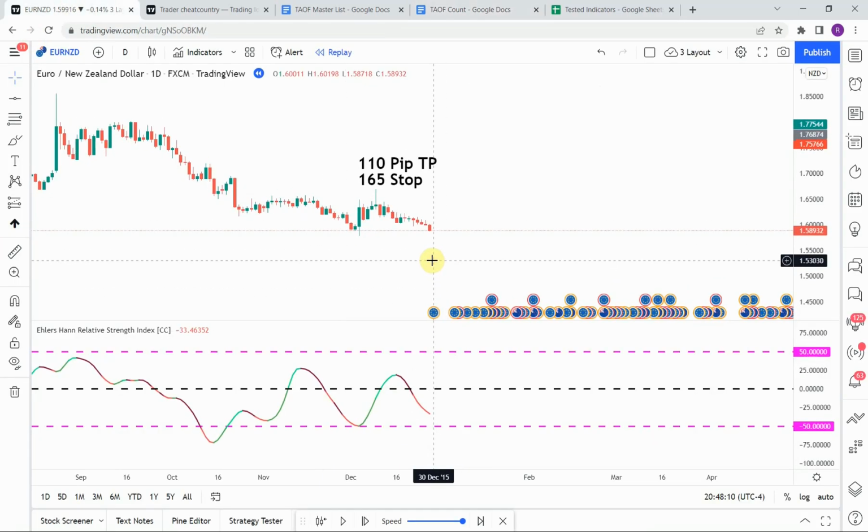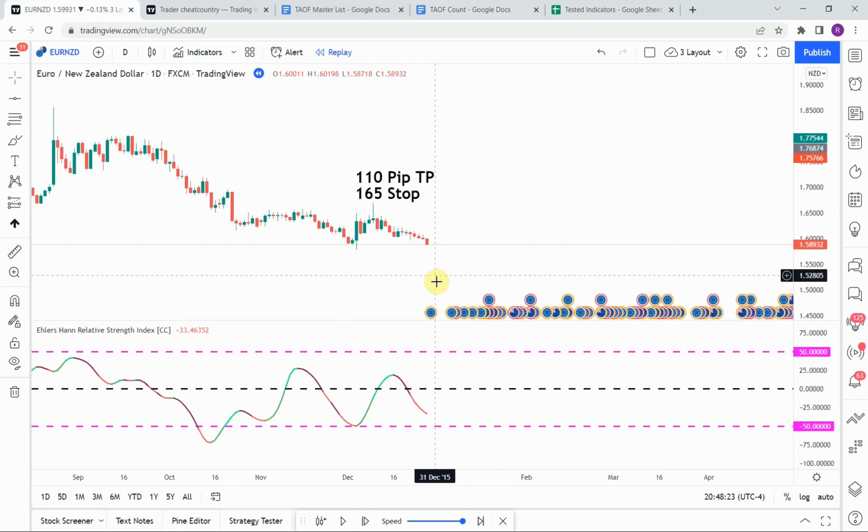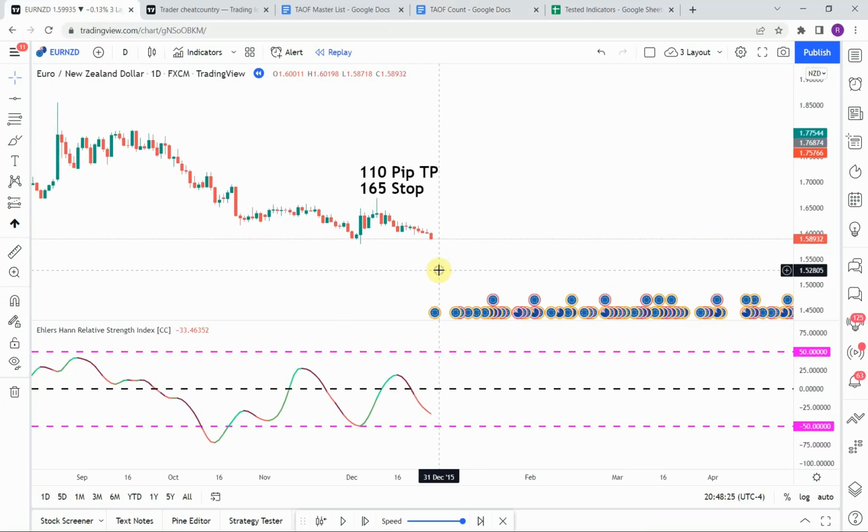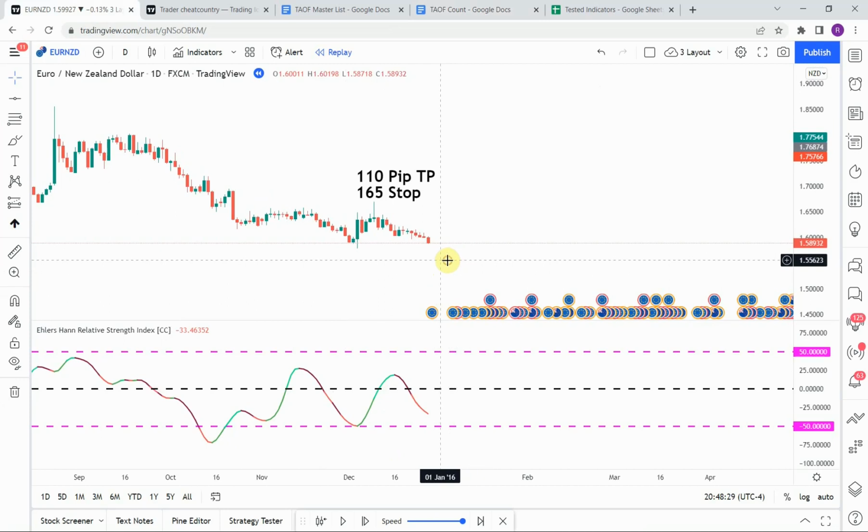Alright, so today's indicator is Ehlers Hann Relative Strength Indicator. We tested this one yesterday. I said that we would make a slight modification and test it again today. Also, it is thunderstorming here, and so if you happen to hear a little bit of lightning and thunder, don't mind it at all. It's just nature doing what nature does.